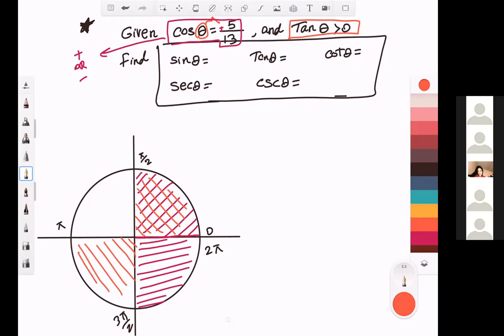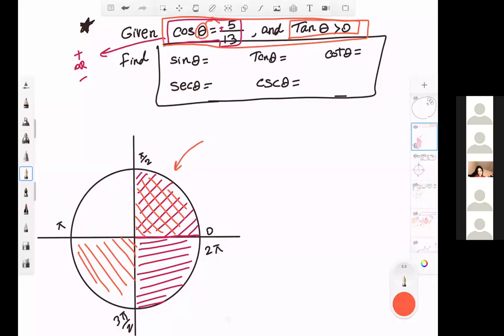So now, which quadrant does this theta lie in? The first one. Good, Karen. Whatever difficulty I make the question, you always have a smile, which is great. Makes me make it more difficult every time. So it is in quadrant 1 because it's double shaded. So we find the cosine, we find the quadrant.